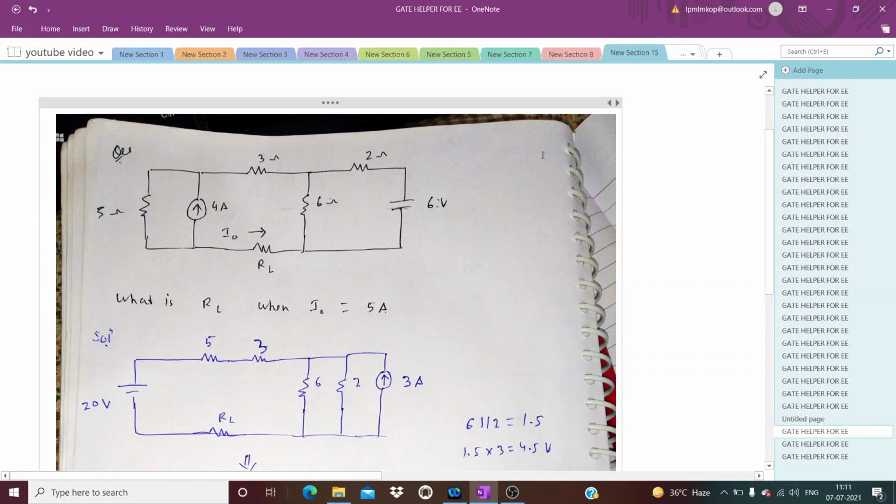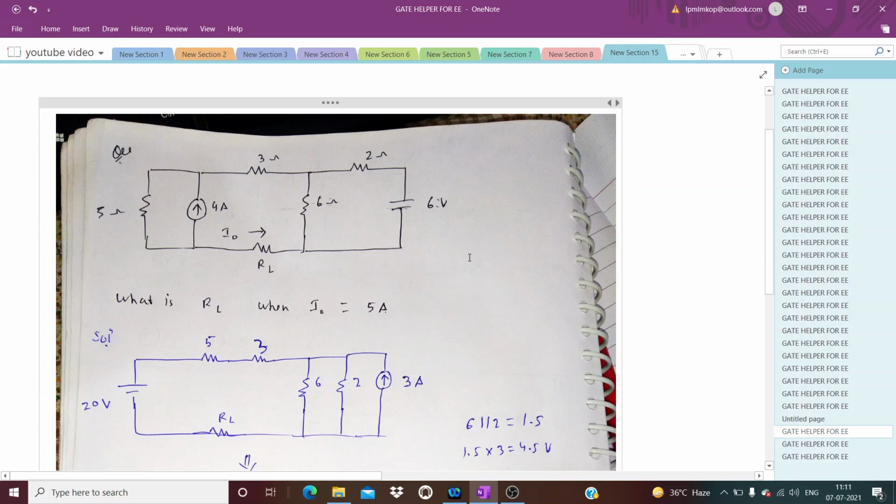Like most people have doubt in this question. This is the circuit, this is the network. I hope it is clearly visible. This is 5 ohm, this is a 4 ampere current source, this is 3 ohm resistance, this is RL. This is 6 ohm, 2 ohm, and a 6 volt. We have to find out RL when I naught is equal to 5 ampere.